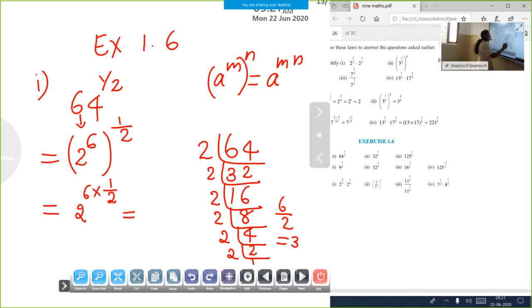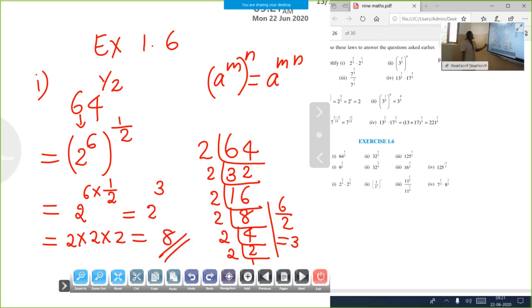What is the value of 6 by 2? It is 3. The power, 6 into 1 by 2, is 6 by 2. The value of 6 by 2 is 3. So here we can write 2 raised to 3. 2 raised to 6 into 1 by 2, that is 2 raised to 6 by 2. 6 by 2 is 3. Again, what is 2 raised to 3? 2 raised to 3 means 2 into 2 into 2, 2 three times. The answer is 8. The final answer is 8.